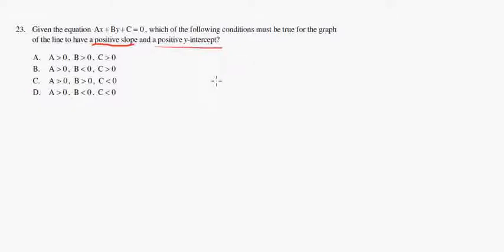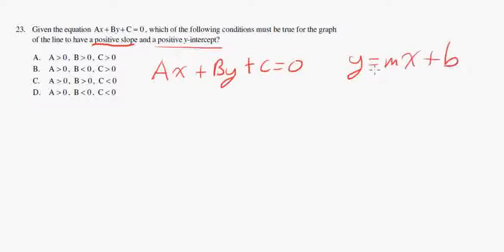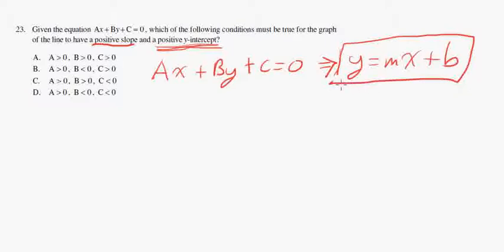Okay, so in order for this to be true, we need to do a little bit of rearranging. We have to rearrange this equation, so it looks like this. Now I might ask, why do we need to do that? Well, the question's asking us when will it have a positive slope and when will it have a positive y-intercept. So basically this is slope-intercept form. We want to know slope and intercept, and to do that, we need the line to look like this. Okay? So let's rearrange this a little bit.